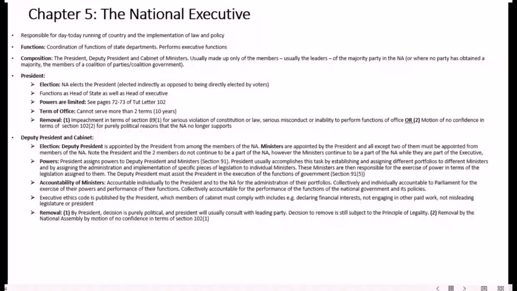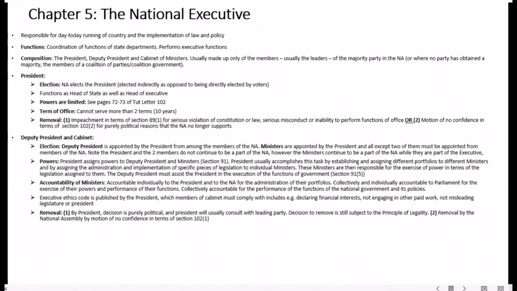And then we've got the deputy president and cabinet, colleagues. The deputy president is appointed by the president from among the members of the National Assembly. Ministers are also appointed by the president, and all of them except 2 must be appointed from members of the National Assembly. An important note, it's only the president and the 2 members who do not continue to be part of the National Assembly. All the other ministers are actually still part of the National Assembly. At the same time, they are part of the executive. So there's an overlap there, colleagues.